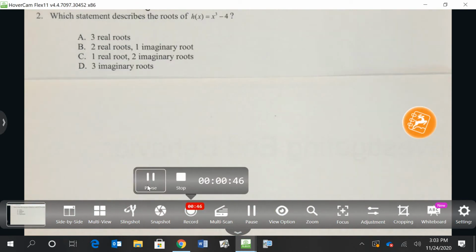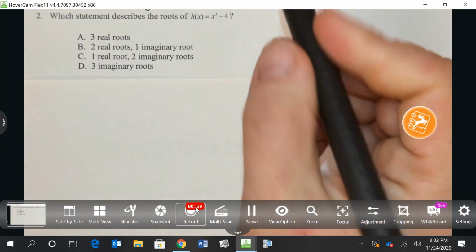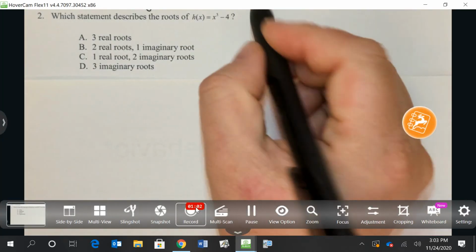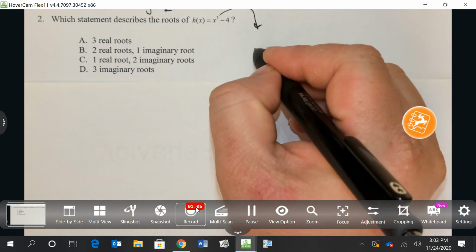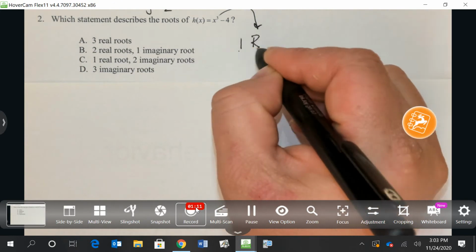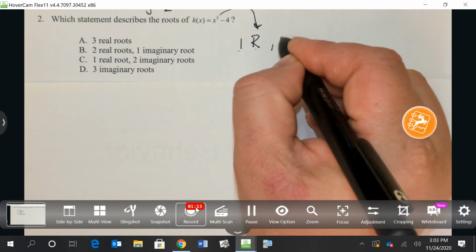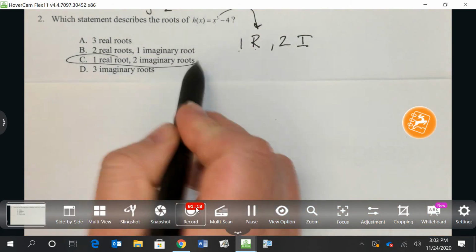Which statement describes the roots of h of x equals x cubed minus 4? So I've already inputted this into Desmos, and roots are talking about the x-intercepts. So there's only one real. As a quick reminder, imaginaries always come in groups of 2. I need 3 answers here, and I can see it only ever crosses the x-axis once. Your x-intercepts are your reals, so there's 1 real, and it has to add up to 3. That means the other 2 have to be imaginary. 1 real and 2 imaginaries, option C.